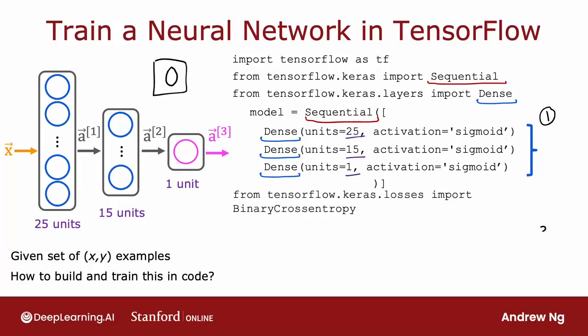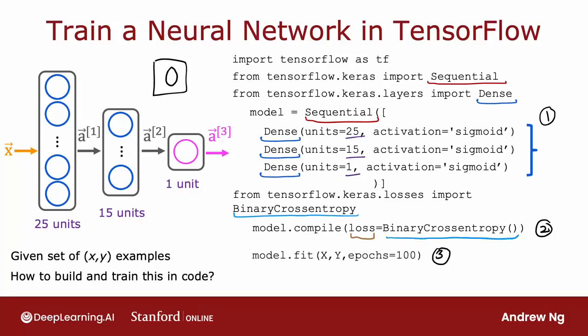Second step is you have to ask TensorFlow to compile the model. And the key step in asking TensorFlow to compile the model is to specify what is the loss function you want to use. In this case, we'll use something that goes by the arcane name of sparse categorical cross entropy. We'll say more in the next video what this really is. And then having specified the loss function, the third step is to call the fit function, which tells TensorFlow to fit the model that you specified in step 1 using the loss or the cost function that you specified in step 2 to the dataset X, Y.